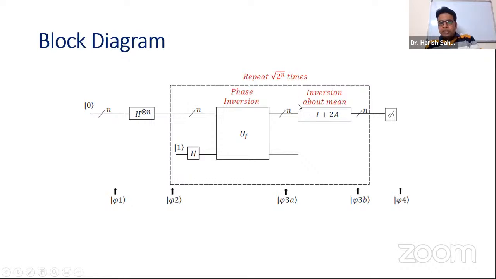But after application of this operator, at the final measurement, what will we have? We will have a high probability of the correct answer. So is this logic clear to you? Yes, sir.